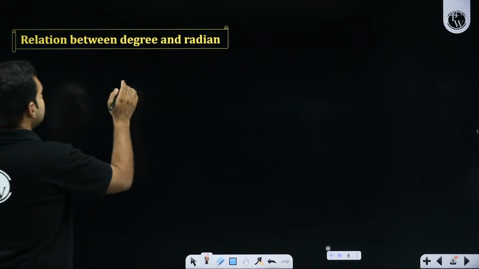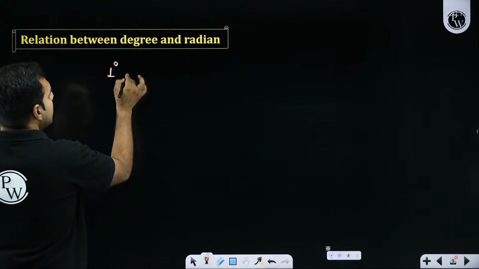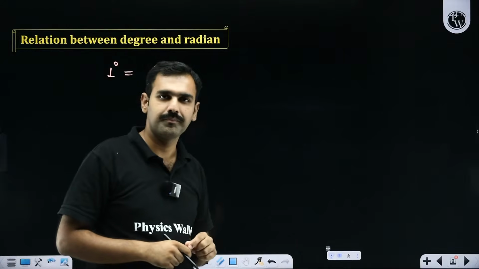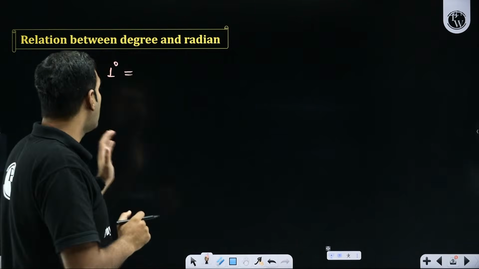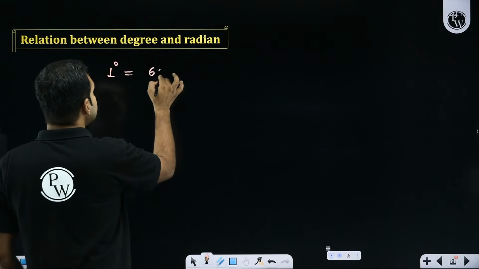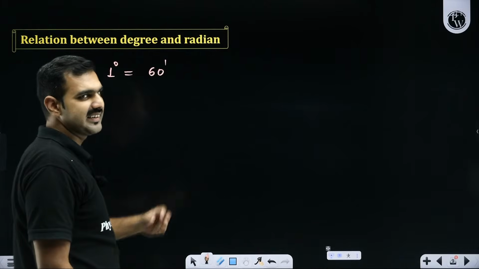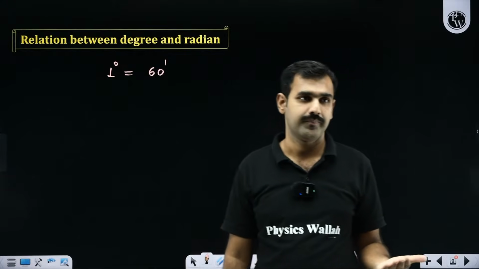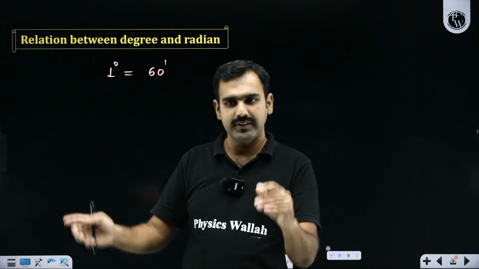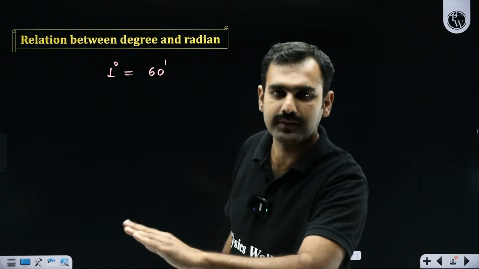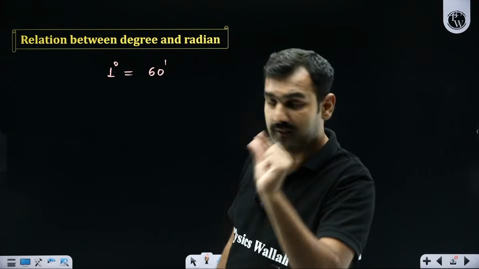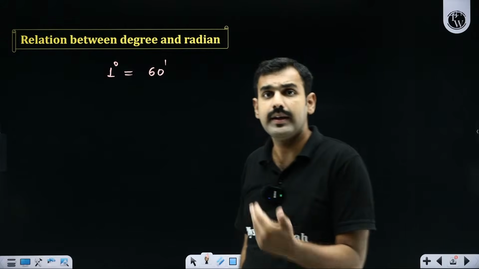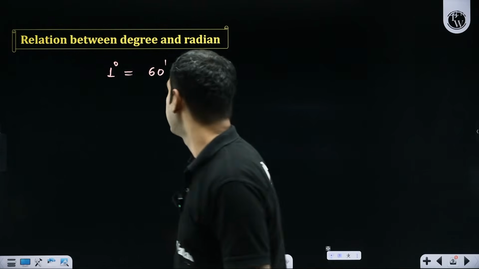So first of all, let's understand degree in more clear manner. Degree is denoted by this small hollow circle. And 1 degree, if I ask you, in minutes, it is 60 minutes. 60 minutes means 60 dash. This dash sign is reserved for minutes. So if 1 degree is divided into 60 equal parts, one of those equal parts will be 1 minute. So 1 degree in terms of minutes is 60 minutes.